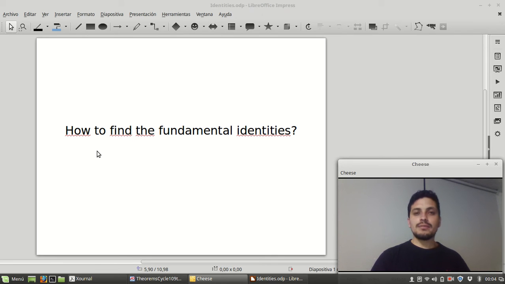Obviously, if you have the way to put the identities on a flashcard or something, please use them because it's easier. But it's good to know what is the process to find the fundamental identities, because it's going to help you in the process of working with trigonometric identities and then with trigonometric equations, okay? And to understand trigonometric functions. So we're going to start to see how to find the fundamental identities.